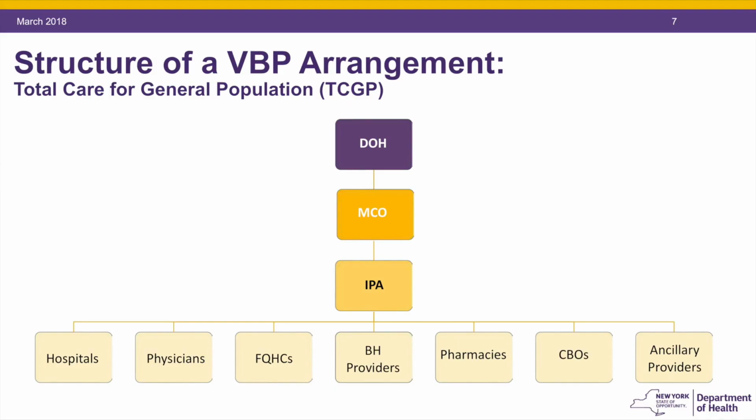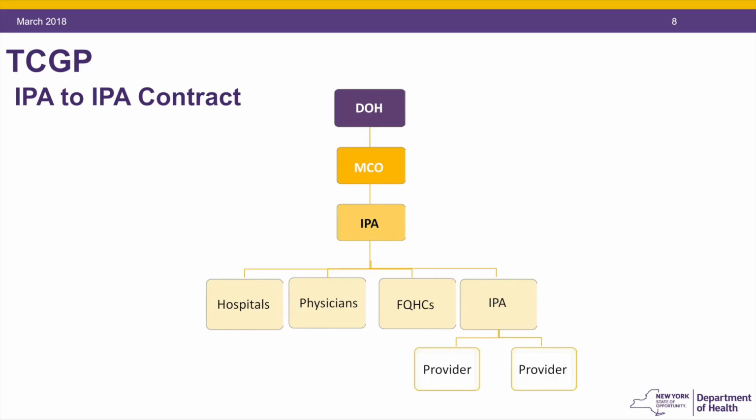I have to click several times, sorry. This is just the flow of funds. I think you might have seen this slide and the one that follows. It's an example of how funds flow in arrangements such as total care for the general population. Basically, the Department of Health sends dollars down to the MCO. The MCO contracts with the IPA for provision of services and passes those dollars either as fee for service or PMPM. Then there are all these different players, the providers, that contract downstream with the IPA. If you hit another slide, this is an IPA-to-IPA contract as well. It's really just for the provision of funds.